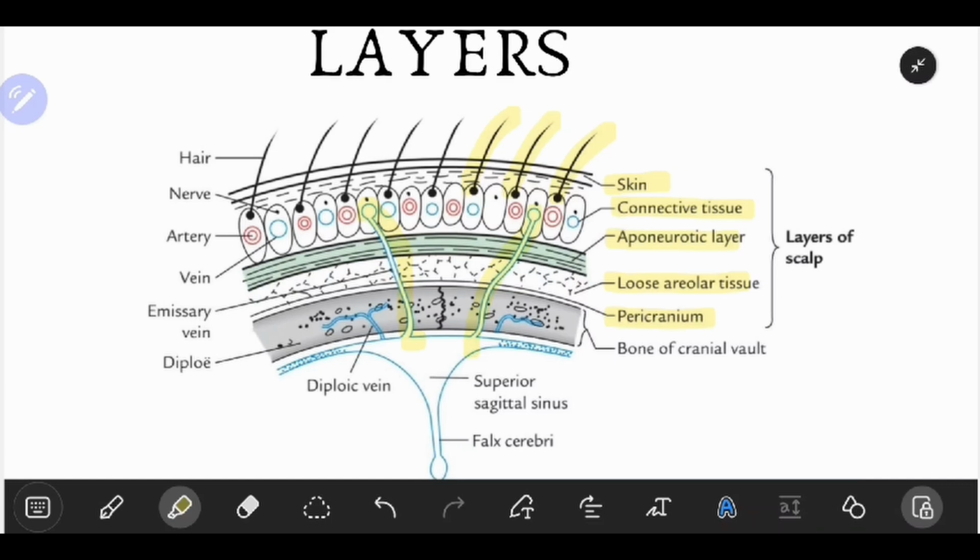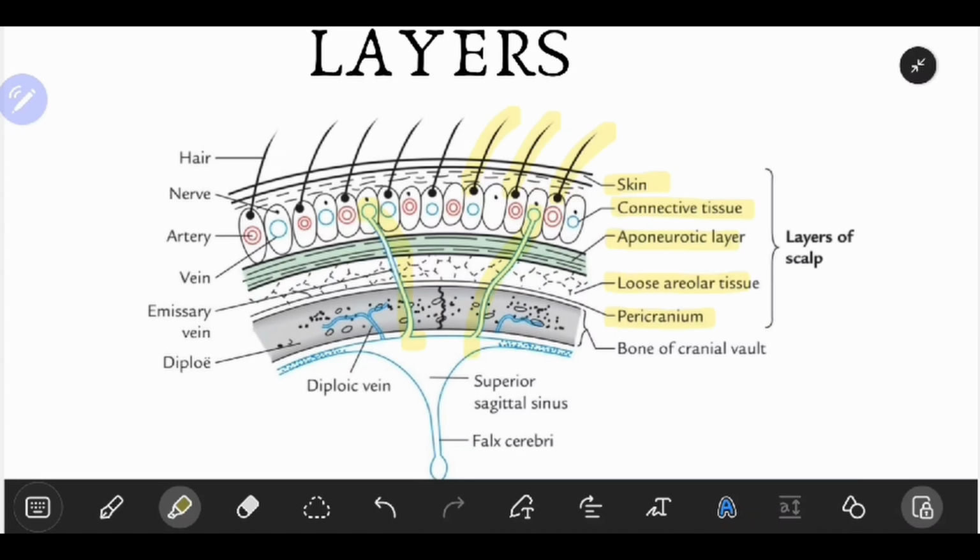The second thing they can ask you is which muscle is present in this particular layer. There is occipitofrontalis muscle. Then you have loose areolar tissue. Loose areolar tissue is also called the danger area of scalp. Very important MCQ. Now, why is it called that? We will come to that in some time, but just have some patience for now.